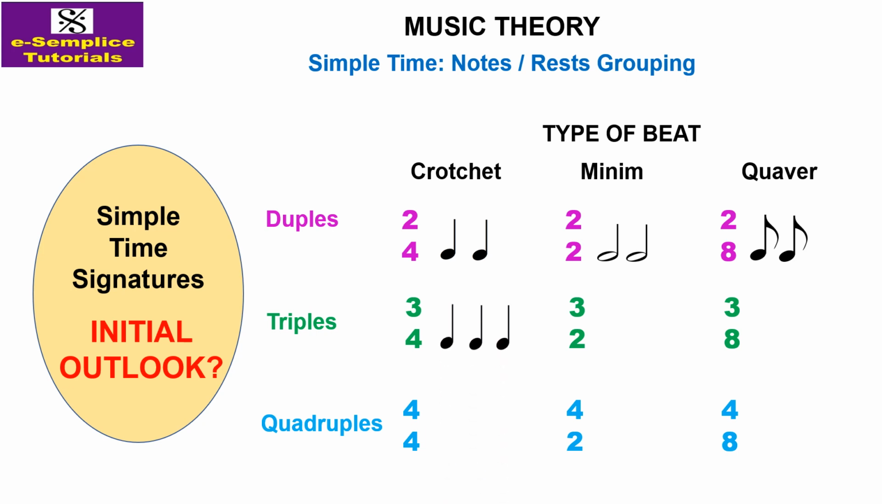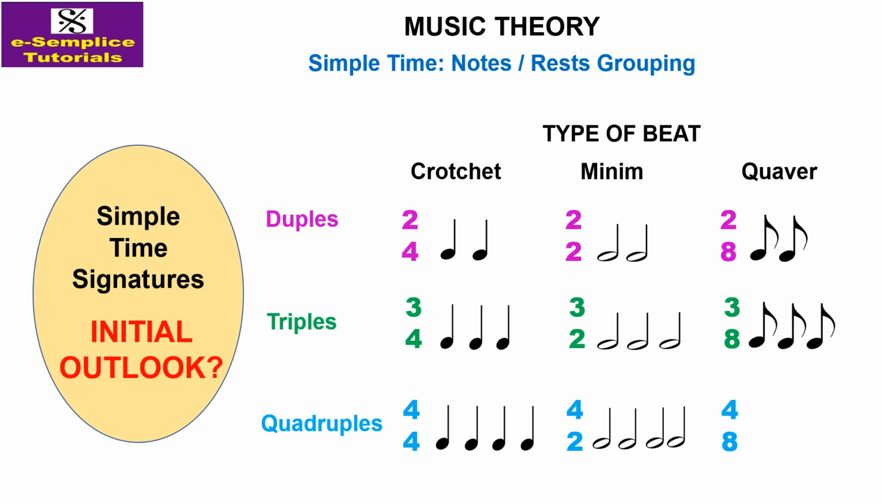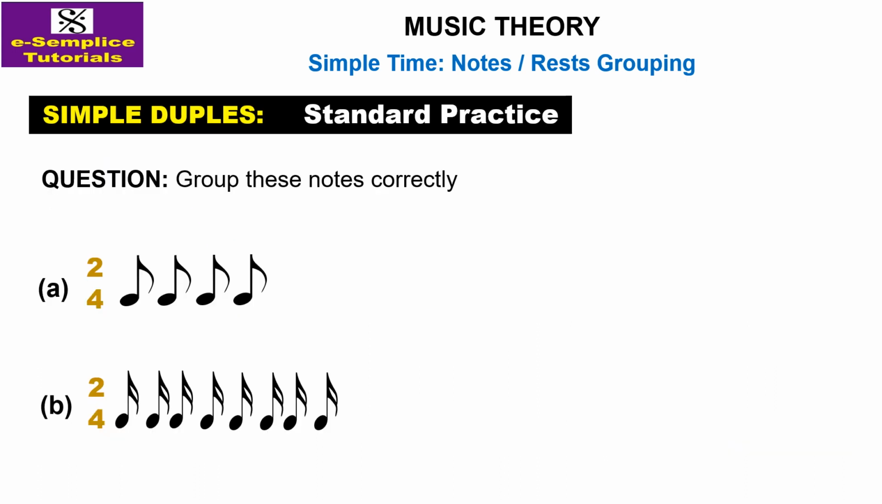3-4 means 3 crotchet beats per bar. 3-2 means 3 minim beats per bar. 3-8 means 3 quaver beats per bar. 4-4 time means 4 crotchet beats per bar. 4-2, 4 minim beats per bar. 4-8, 4 quaver beats per bar. Let's continue. Let's take them one by one.